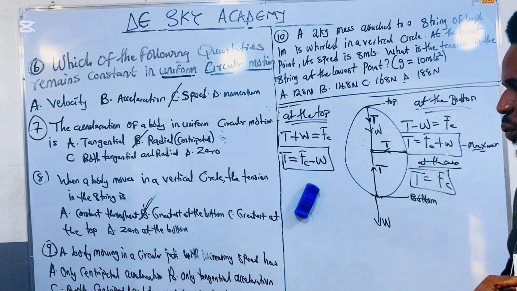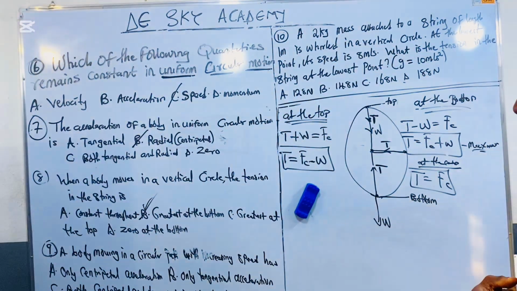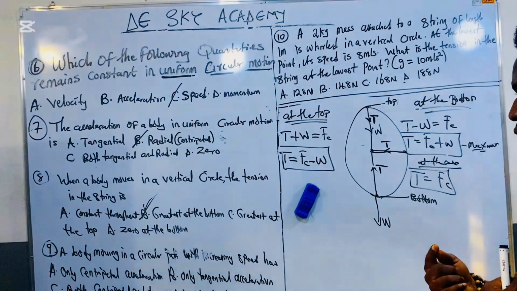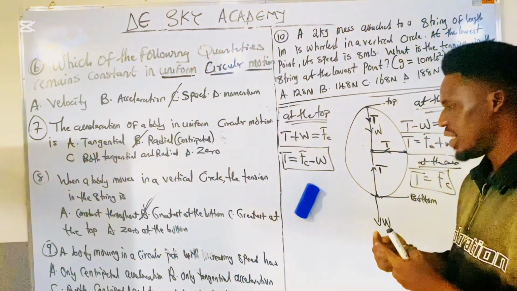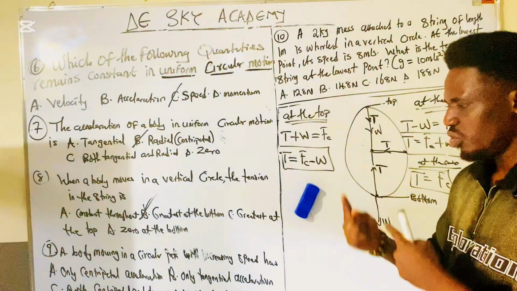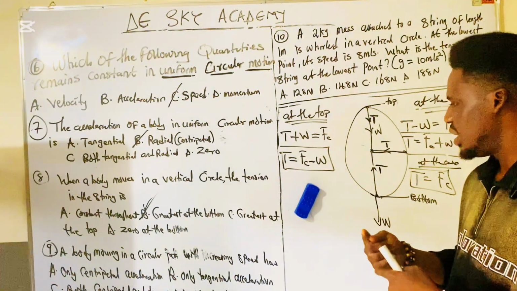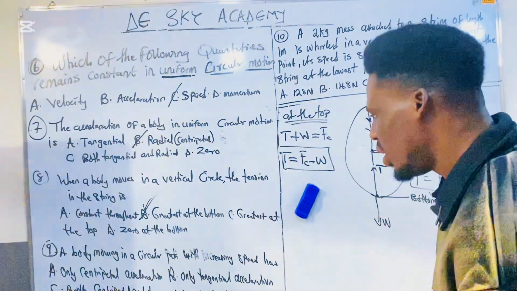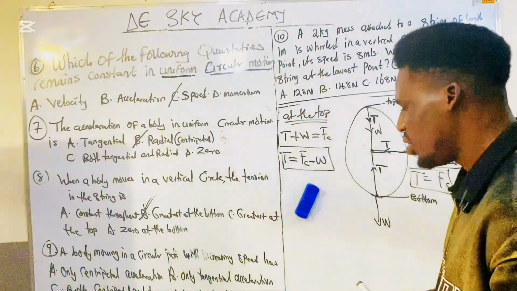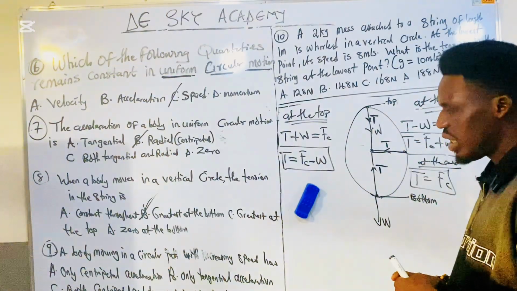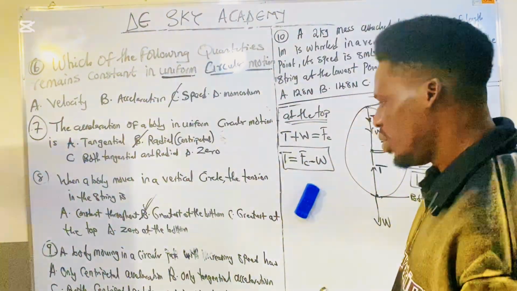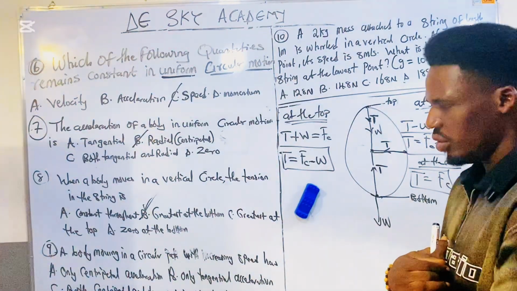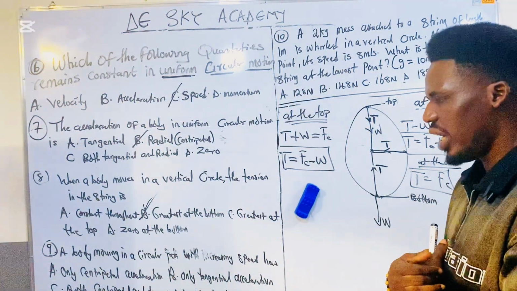Then question number 9. I have that a body moving in a circular path with increasing speed has dash. A body that is moving in a circular path with increasing speed, what do they have? Option A, only centripetal acceleration. Option B, only tangential acceleration. Option C, both centripetal and tangential acceleration. Option D, no acceleration. So how do you solve this?